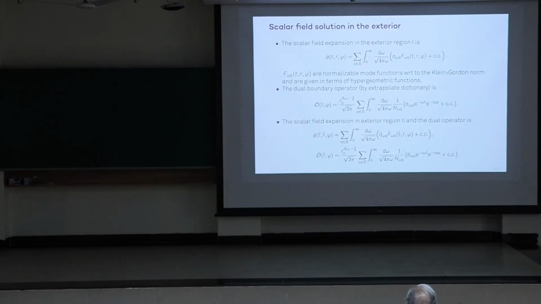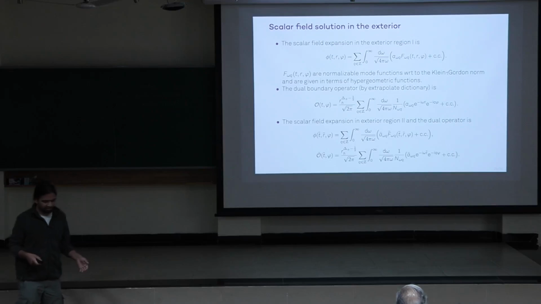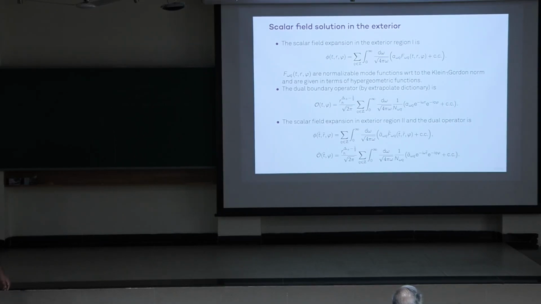So this is the solution in the exterior region 1. Region 1 for me is the right wedge. Region 2 is what I call the left wedge. And this is the standard expression. Now you have a time-like Killing vector, so you separate your variables. You can write f as e to the minus i omega t times e to the minus i q phi times a function of r, which satisfies a hypergeometric equation which you can solve and get this mode expansion. That's all that's done here.